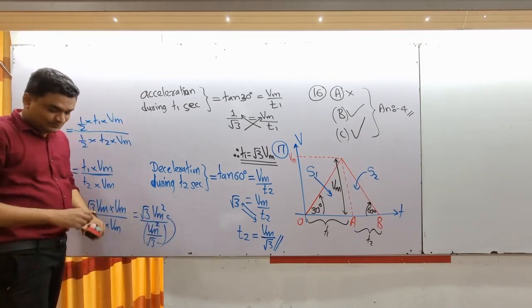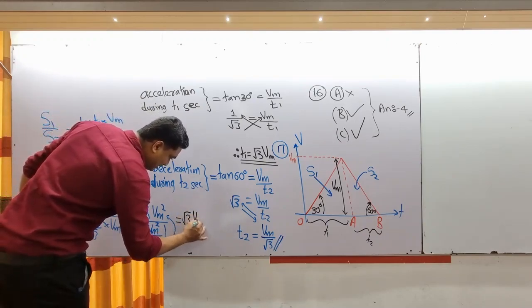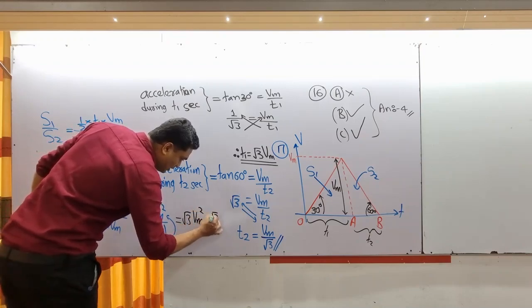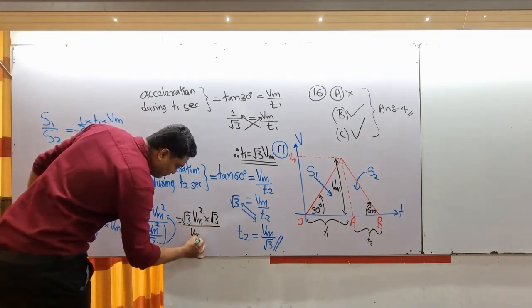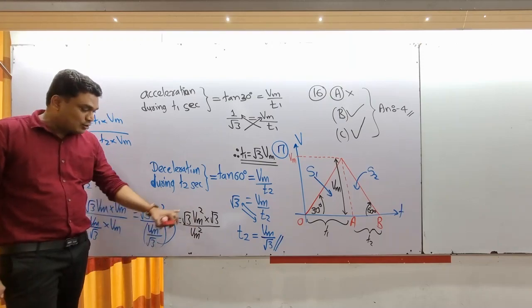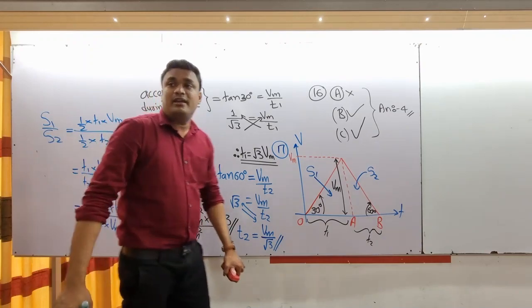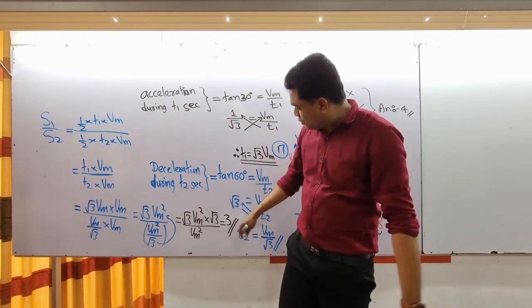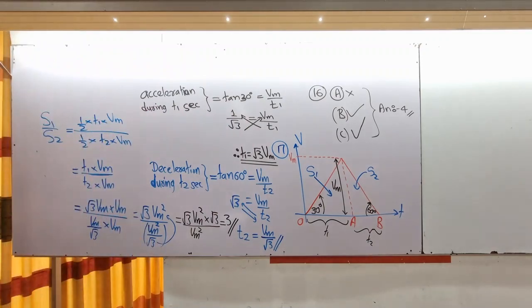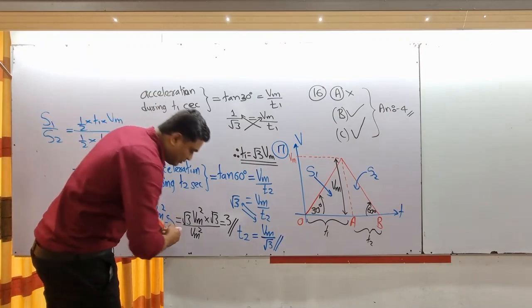Do you know this maths? So then what are the terms here? Square root 3 Vm squared into root 3 divided by Vm squared. Vm squared and Vm squared cancel out. Root 3 multiplied by root 3 is 3. So among the 5 choices, which choice is correct here? The fifth choice is correct. So the answer is 5.